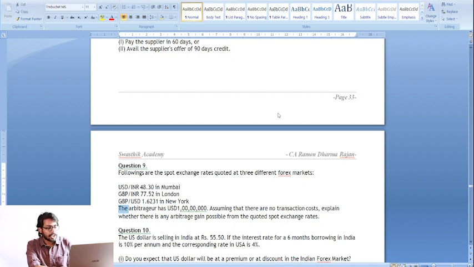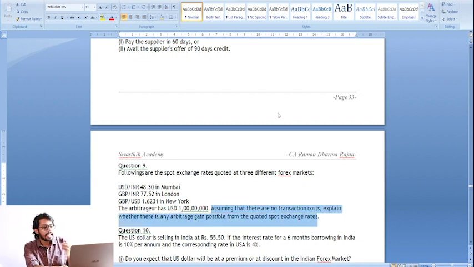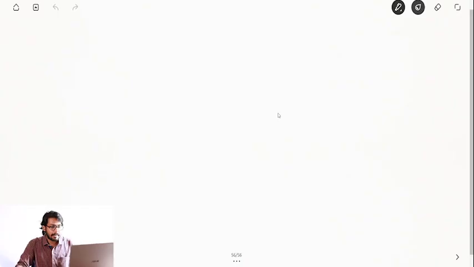An arbitrage player has US dollar 1 crore. Assuming that there are no transaction costs, explain whether there is any arbitrage gain possible from the quoted spot exchange rates. Assume there are no transaction costs. Explain whether there is any arbitrage gain possible. Look at what is happening.